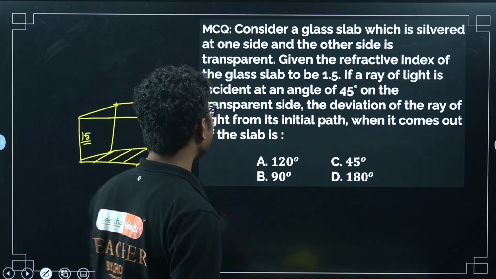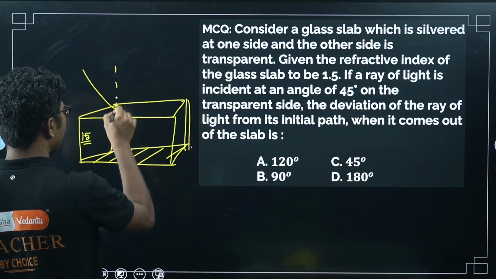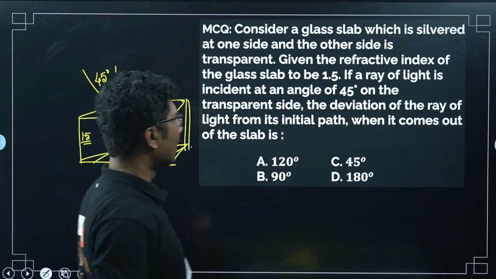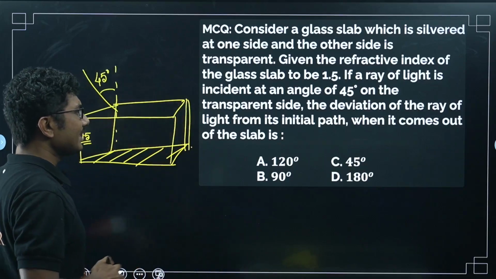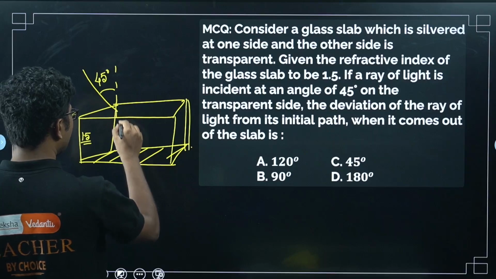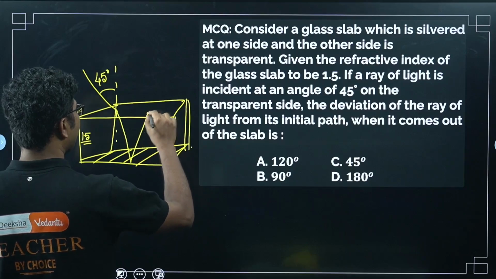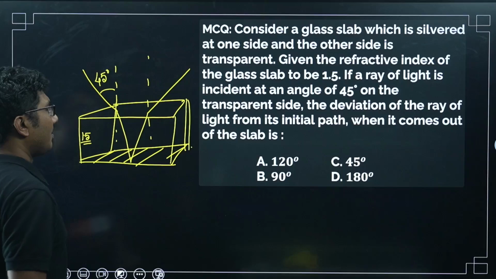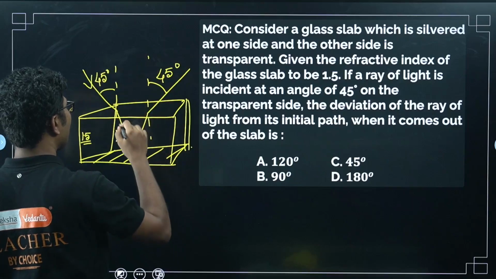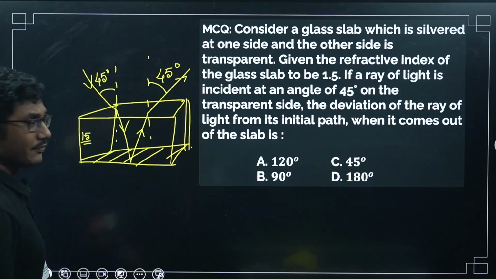if a ray of light is incident at an angle of 45 degrees on the transparent side, what is the deviation of the ray of light from the initial path when it comes out of the slab? So after it is incident, it goes into the second medium, reflects based on the laws of reflection, and comes back. This angle will also be 45 degrees, because I already told you there is something called the law of reversibility. So because of reversibility, this angle should also be 45 degrees.